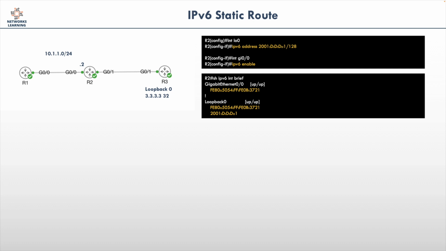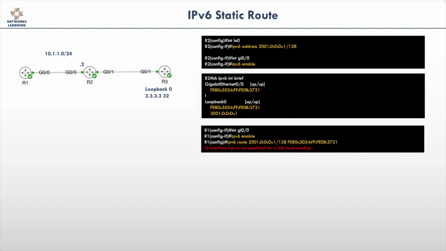Now this will give me a little challenge. When I come to configuring my static route on router R1 and I use the next hop IPv6 address for the link local of gigabit 0/0, where will the traffic go? Will it go to gigabit 0/0 or loopback 0? So this is a problem specific to when using static routes with the next hop being a link local IP address. So we will see how this can be tackled.